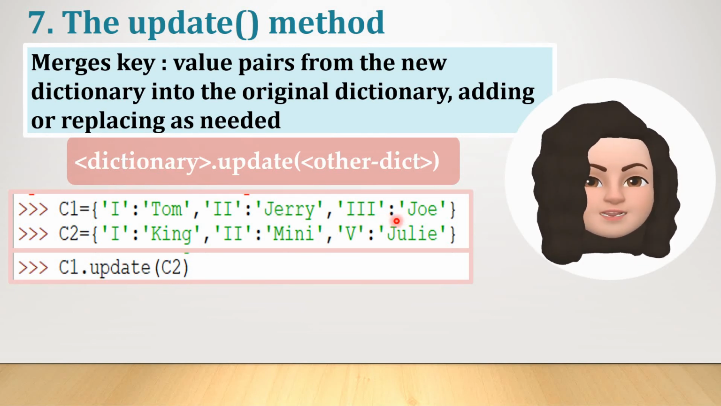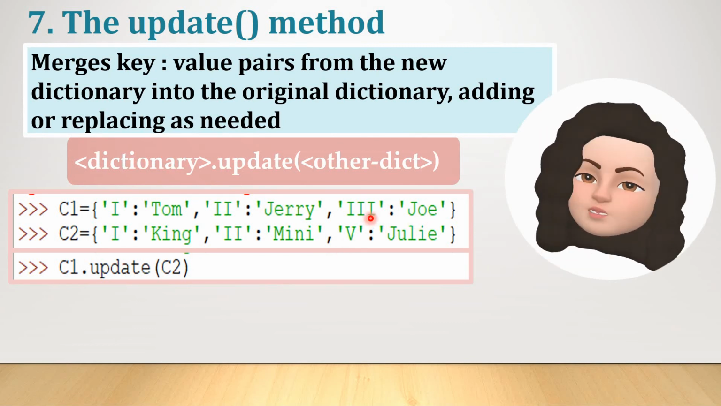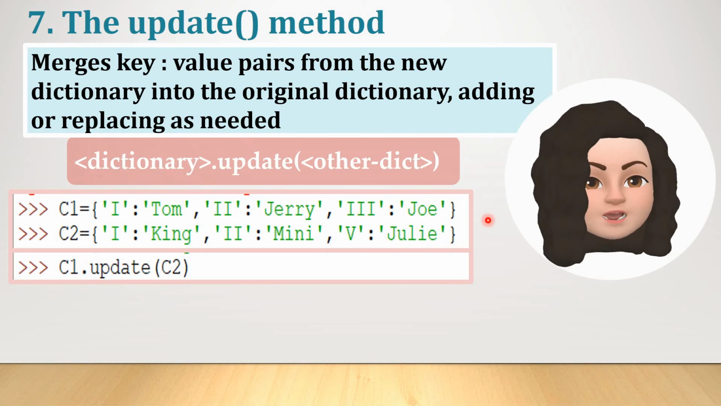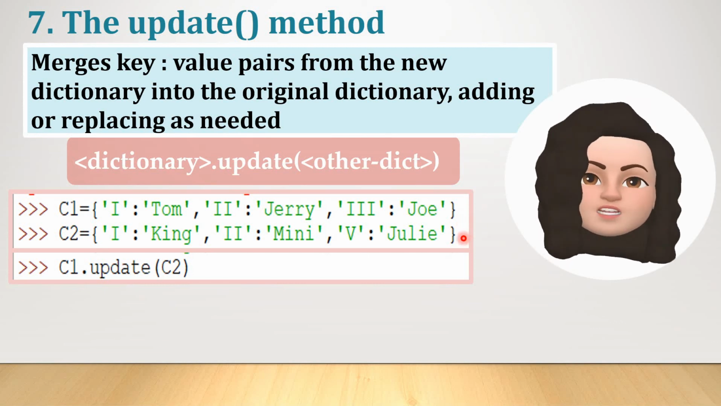Okay. Now, in the third key value pair, 3: Joe, this key is not present in the dictionary C2. Hence there is no change. And in the dictionary C2, we have one more key value pair, 5: Julie. And this key is not present in C1. So the new key value pair, 5: Julie, will be added to the dictionary C1.